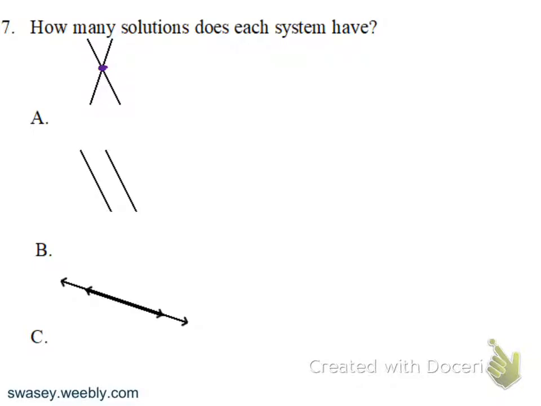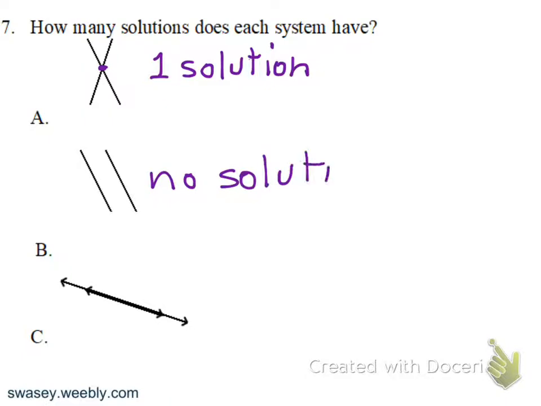These intersect in 1 point, 1 solution. Part B, you have parallel lines, so that's no solution, no points in common. And in part C, they're right on top of each other, so all the points on one are on the other, so infinitely many solutions.